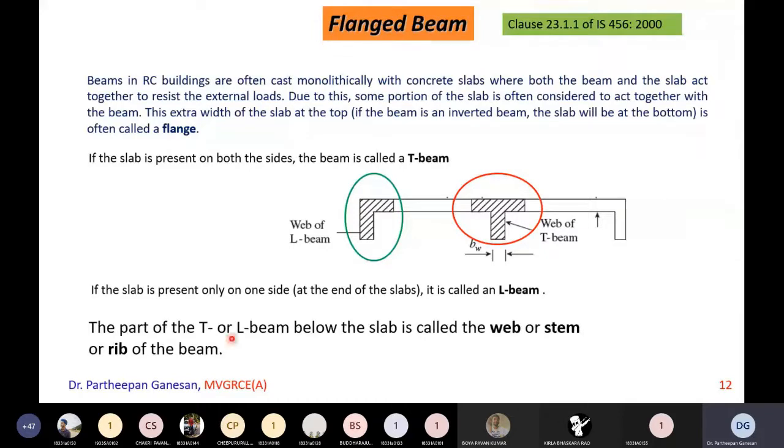Now, this part of the T-beam or L-beam below the slab is called web. This part below the slab is called web or stem or rib of the beam. You should remember this one. Web, stem or rib, that is called this rectangular part. This top part is called flange here. This slab portion is called flange. So that is flanged beam. That is why it is called flanged beam. It is not only having this rectangular portion, in addition it is having the slab portion also little extra. That is called flanged beam.